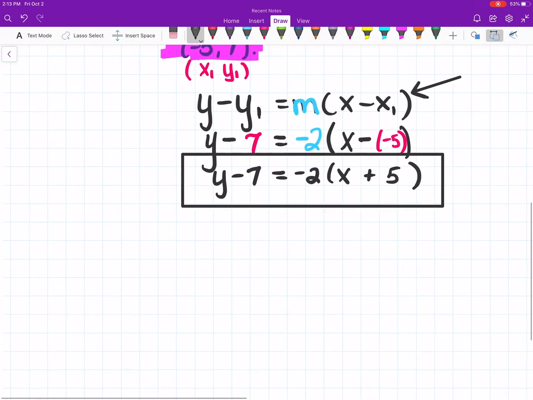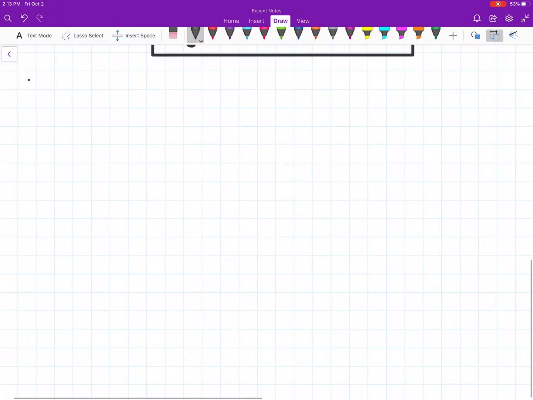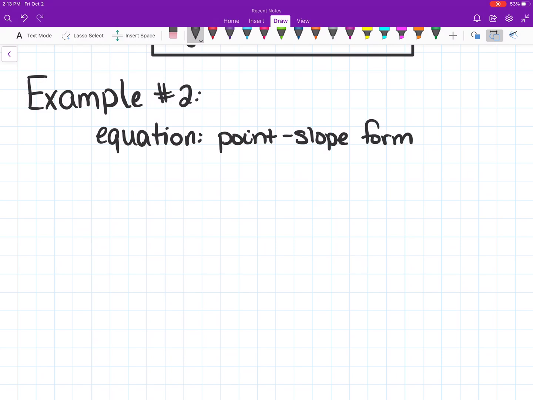Okay? Let's do another one. Example number 2. I'm going to ask for the equation. What form do I want it in? Point slope, because that's the lesson we're on. That means there should be a point and a slope that's obvious on this. Okay? I have to give you a couple things. I'm going to give you the slope.